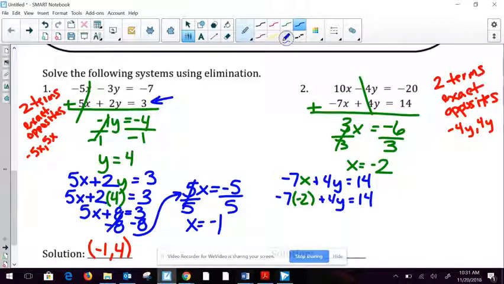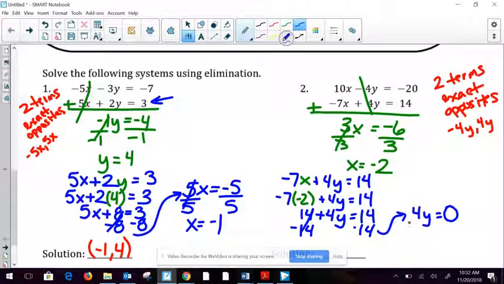So what is -7 times -2? Great job. It's 14 plus 4y is equal to 14. I'm still trying to get y by itself. Good. I need to minus 14 to both sides. And again, I'm running out of room, so I'm going to bring it up here. So 4y is equal to, what is 14 take away 14? 0. My final step is to divide both sides by 4, and I find out that y is equal to 0. So when I write this intersection point, it's going to cross at the point (-2, 0), if I were to graph those two lines.